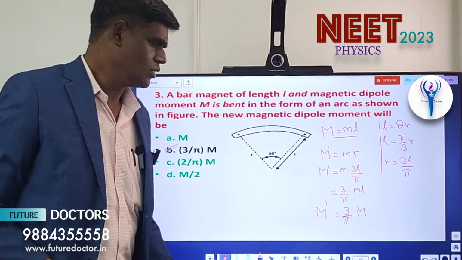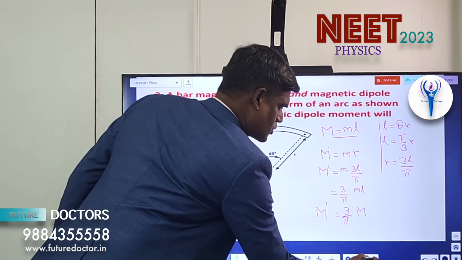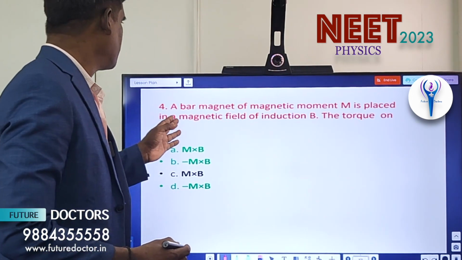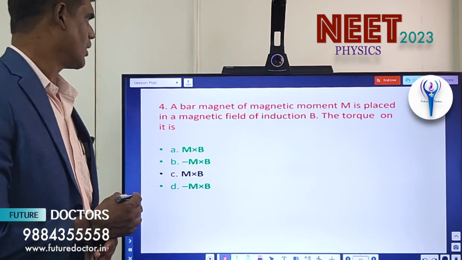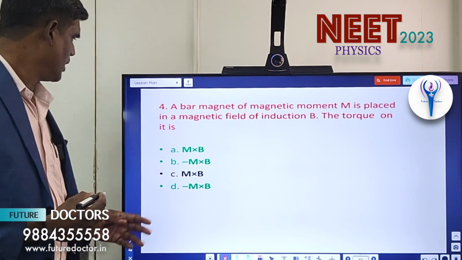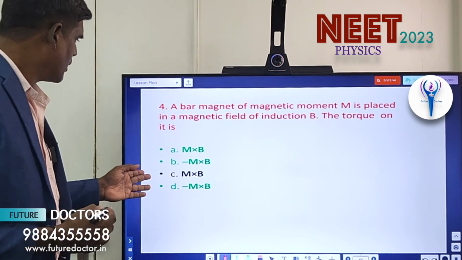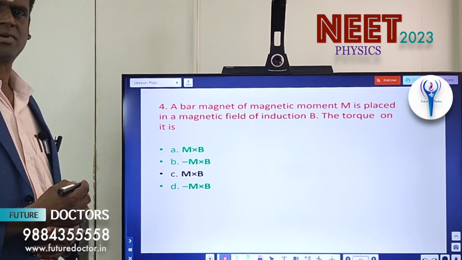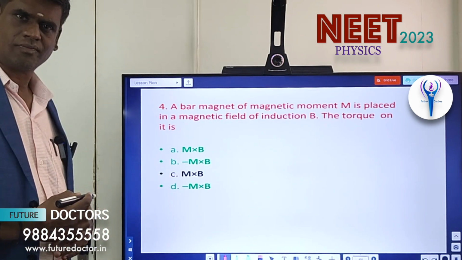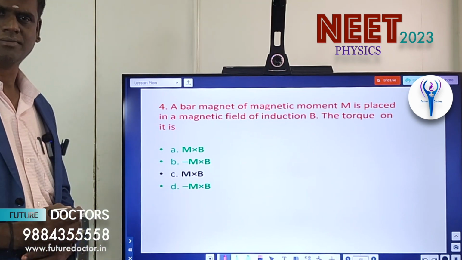Okay, let's move to the next question. Fourth question. A bar magnet of magnetic moment capital M is placed in a magnetic field of induction B. The torque on it is dash. Option A, M cross B. Option B, minus M cross B. Option C, M cross B. Option D, minus M cross B. I think C is the correct answer because it is displayed in black color.